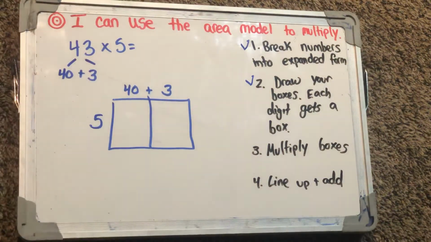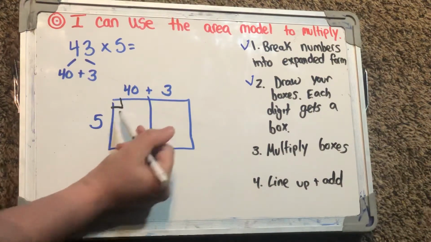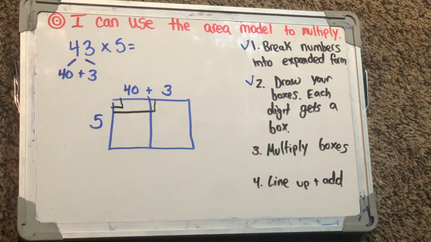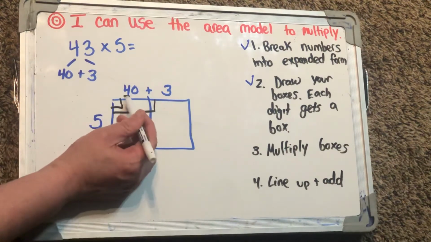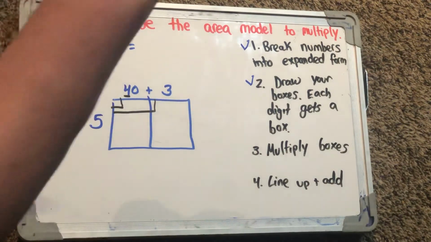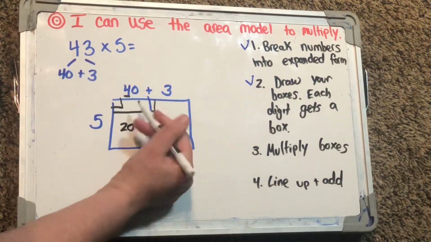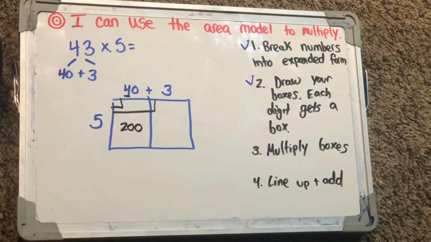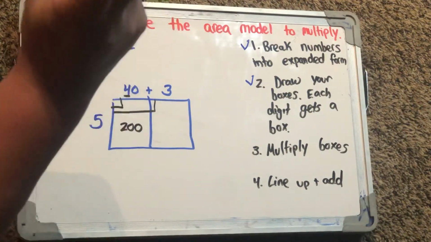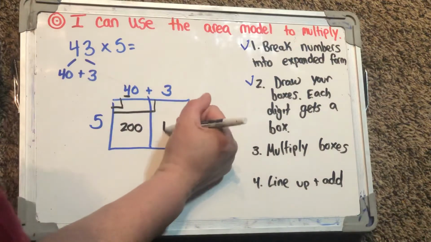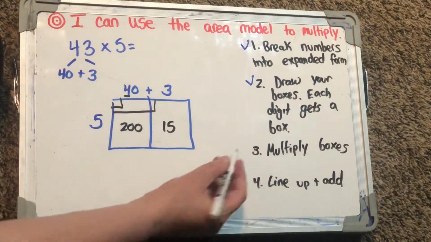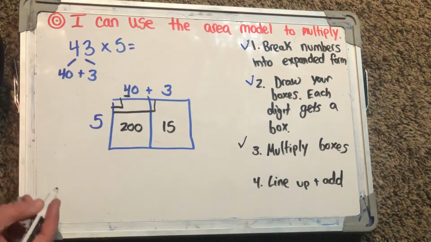Step 3, multiply your boxes. Sometimes this gets a little tricky. We're going to multiply like this. Everything's getting multiplied by 5. So 5 times 40. I'm going to do 5 times 4 and then add another 0. 5 times 4. 5, 10, 15, 20. And then I'm going to add my 0. 200. 5 times 3. 5, 10, 15. Done.